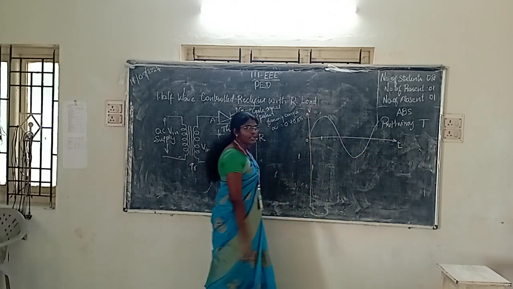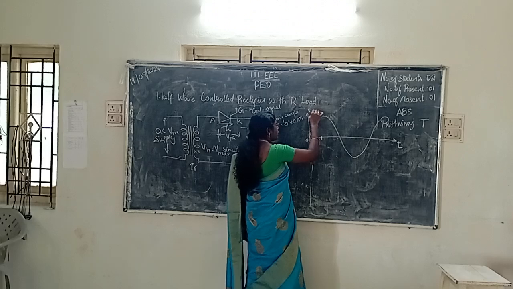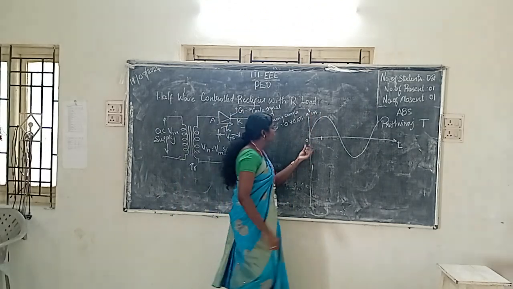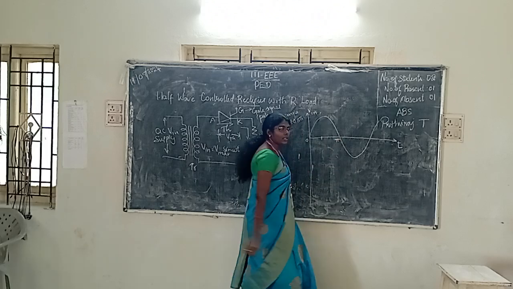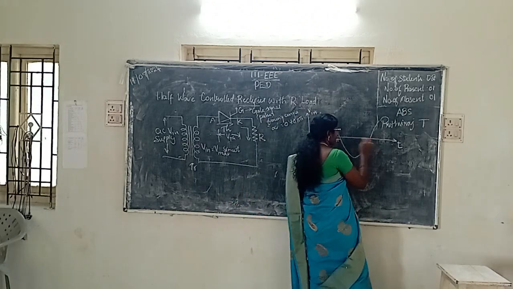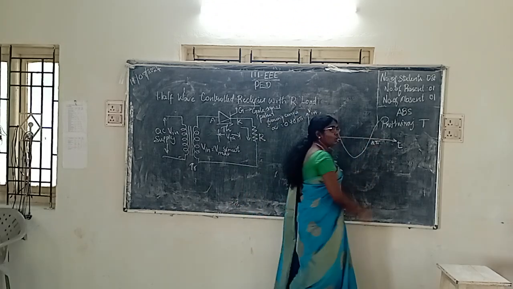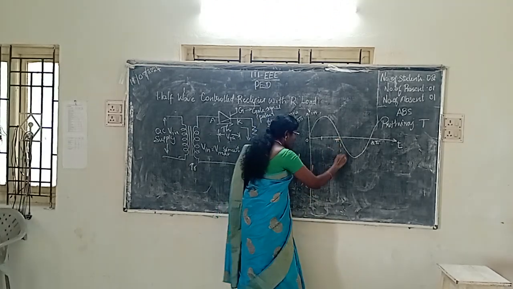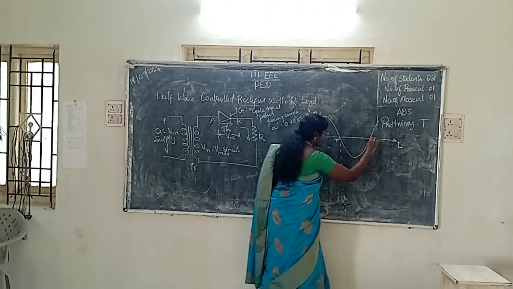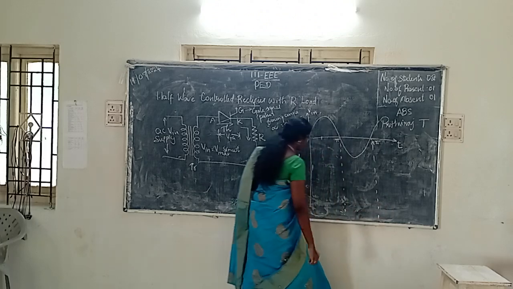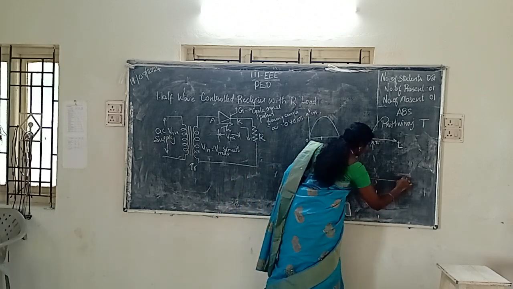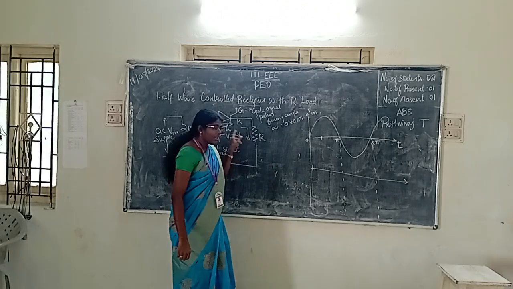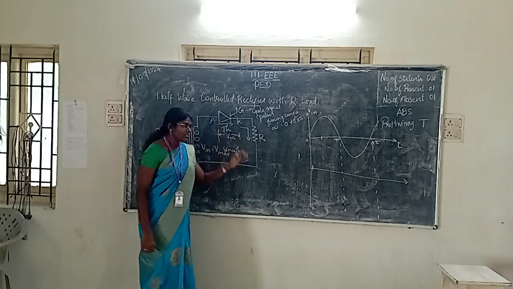I am drawing this for the input voltage, so mark it as V suffix IN. From 0 to pi over here, and over here the next cycle is pi to 2 pi. Initially draw the dotted line like this, it will be easier. After drawing it, by whom do we have to control it? By the gate signal.